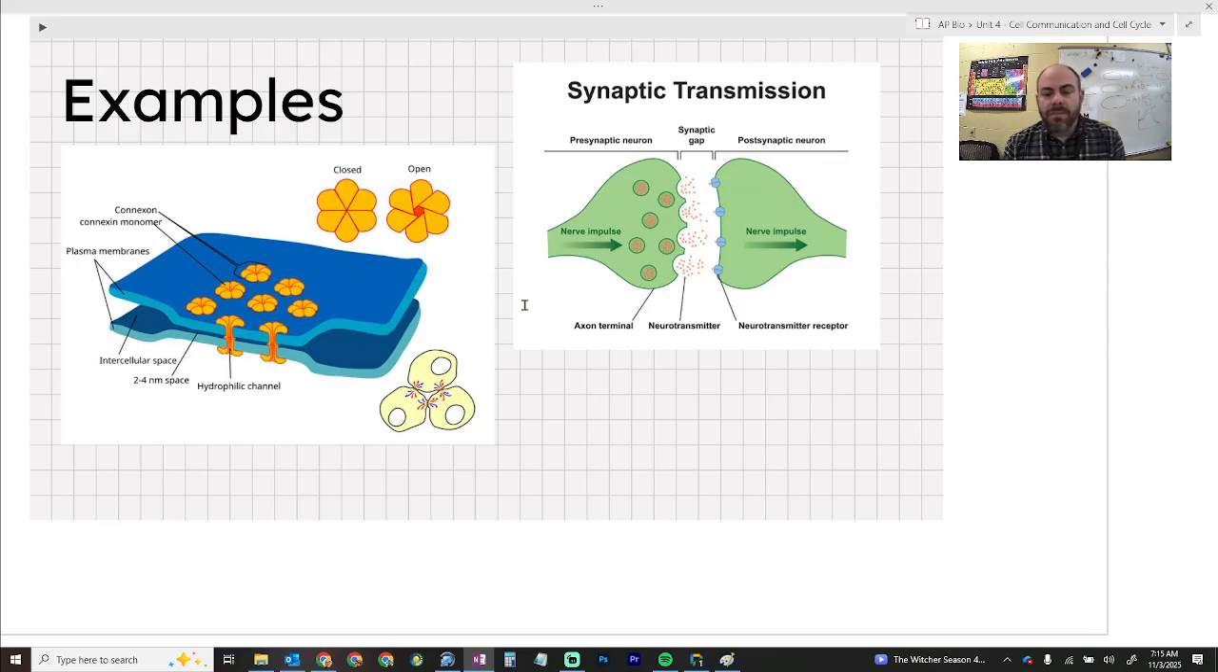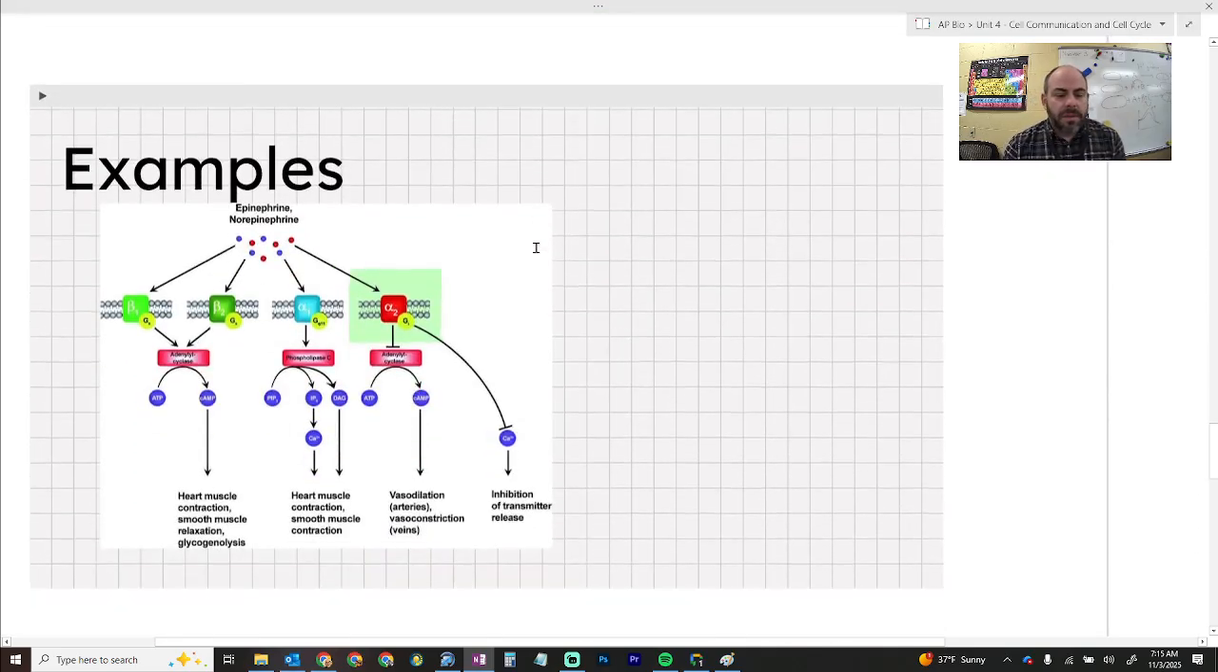Synaptic transmission is an example of local reception. A synapse is a space between two nerves or neurons, and the neurotransmitter represents the ligand here, and it sort of diffuses across that synaptic junction and goes from one nerve to the other nerve.